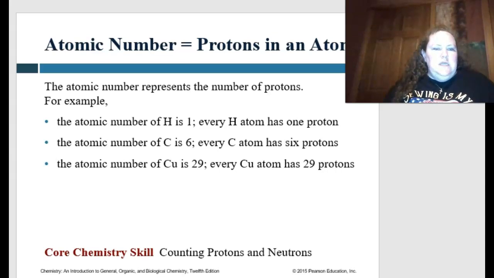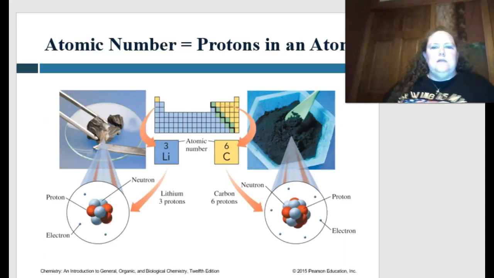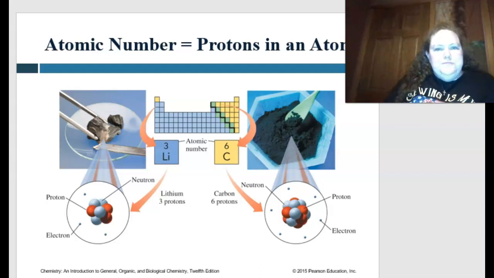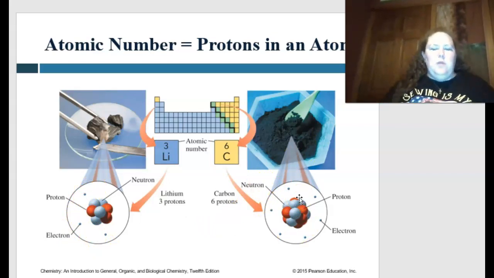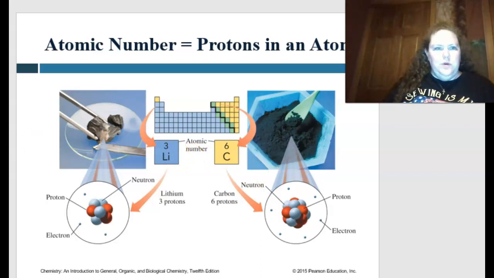So our core chemistry skill here is going to be how to count protons and neutrons. Remember, protons are positive, neutrons are neutral, and electrons are negative. When we look at our atomic number, again, that's going to be equal to the number of protons in an atom. So for lithium here, we have 3. For carbon, we have 6. You can see that we have 3 red here, the neutrons, and then there's 3 electrons as well. You can count and figure it out, remembering that the atomic number is the number of protons in an atom.